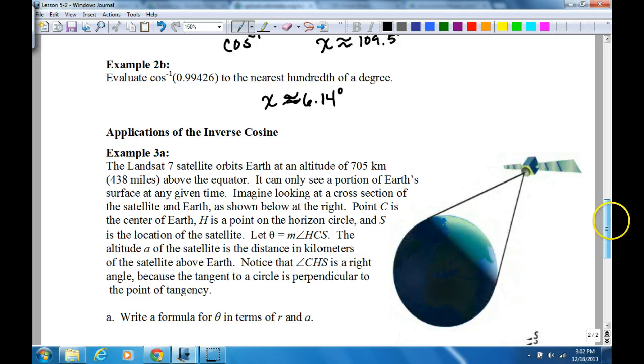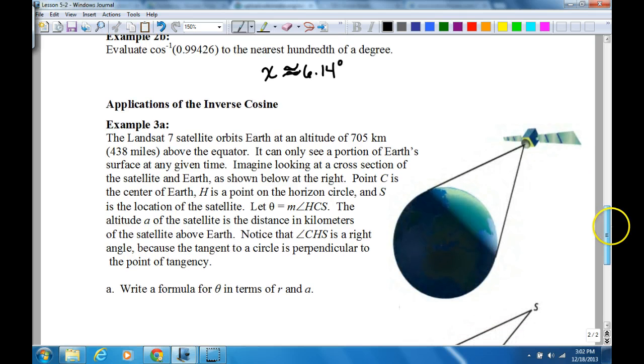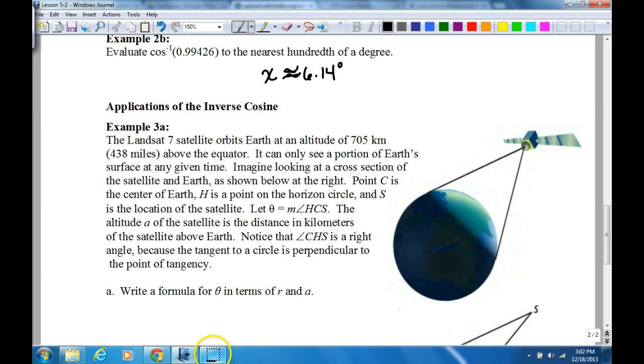Okay, so let's look at this application. Wait, Miss Kimber, for all this stuff, do I need to have my calculator in degrees? Yes, keep it in degrees at this point for this stuff. Does it stay there, or do you have to keep changing it? It should stay on there. If you put it on and make it the default, it'll stay.